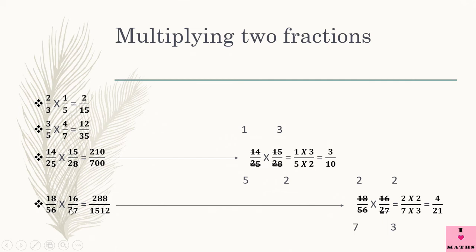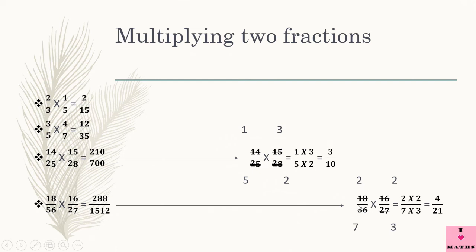Okay. Now 18 and 27. They both come in the table of 9. So 9 2s are 18 and 9 3s are 27. So why not simplify these two numbers with the help of 9? And why not simplify these two numbers with the help of 8? Come, I'll show you. I have done it here.